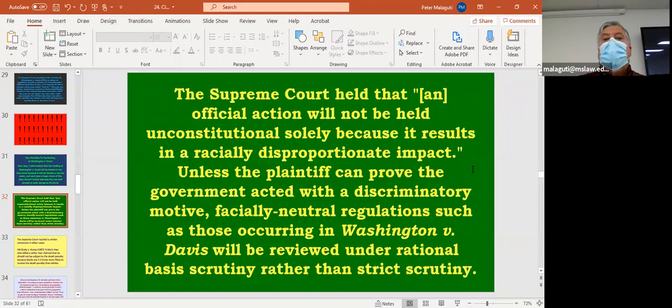An official action will not be held unconstitutional solely because it results in a racially disproportionate impact. Unless the plaintiff can prove the government acted with a discriminatory motive, facially neutral regulations, such as those occurring in Washington v. Davis, will be reviewed under rational basis scrutiny rather than strict scrutiny. So if there is no facial racial discrimination, the test will be rational basis, unless the plaintiff can prove that the reason for the law was racially motivated.